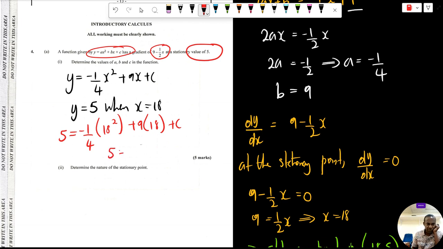So let's continue. We have 5 is equal to minus a quarter. We go to our calculators. What is 18 squared? So 18 squared, that is 324. So minus a quarter times 324 plus 9 times 18. 9 times 9 is 81, 81 times 2 is 162. So this is 162. So therefore we have 5 equals, now 324 divided by 4, that is 81.